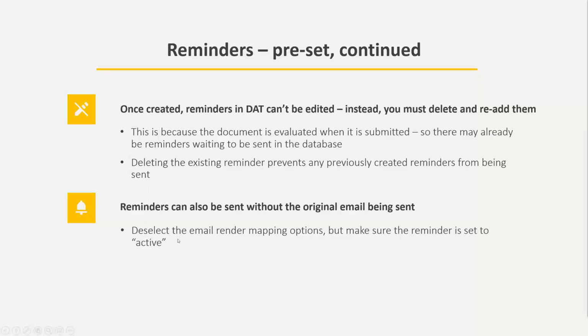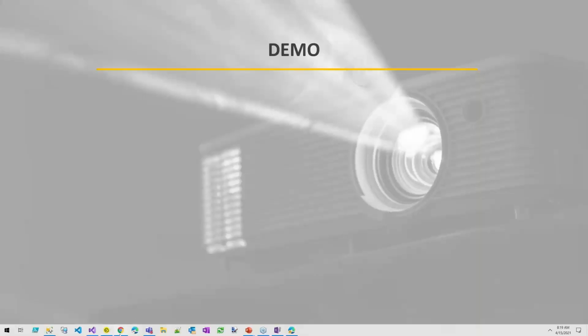Also, if you'd like, you can send reminders or these notifications without the original email being sent. We've got some situations where when a form is first submitted, we don't want it to send an email, but we would like it to send an email in 7 days if the status is still the same. So in those cases, there's a little trick you can use in DAT to handle that. So I'm going to show you the DAT stuff for this.